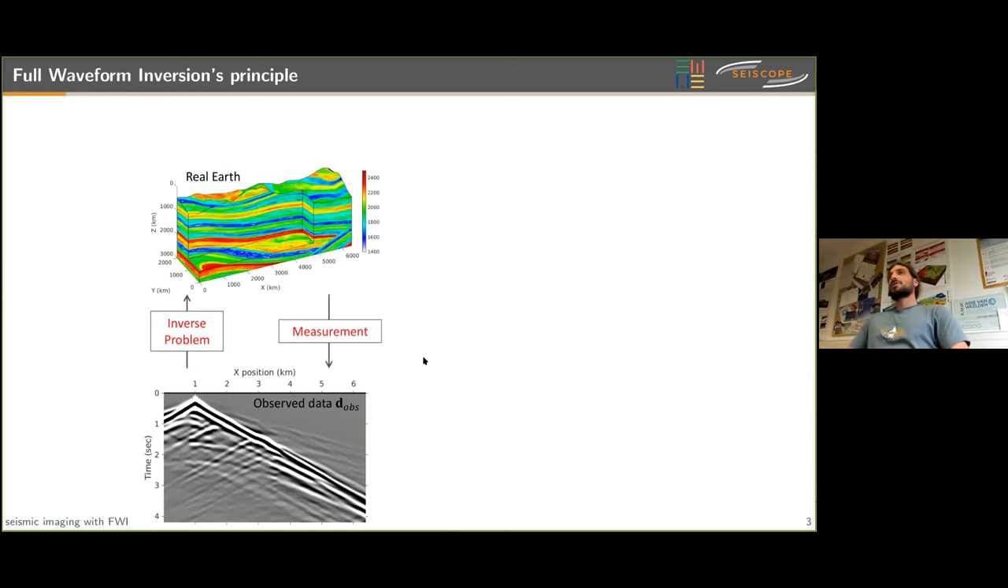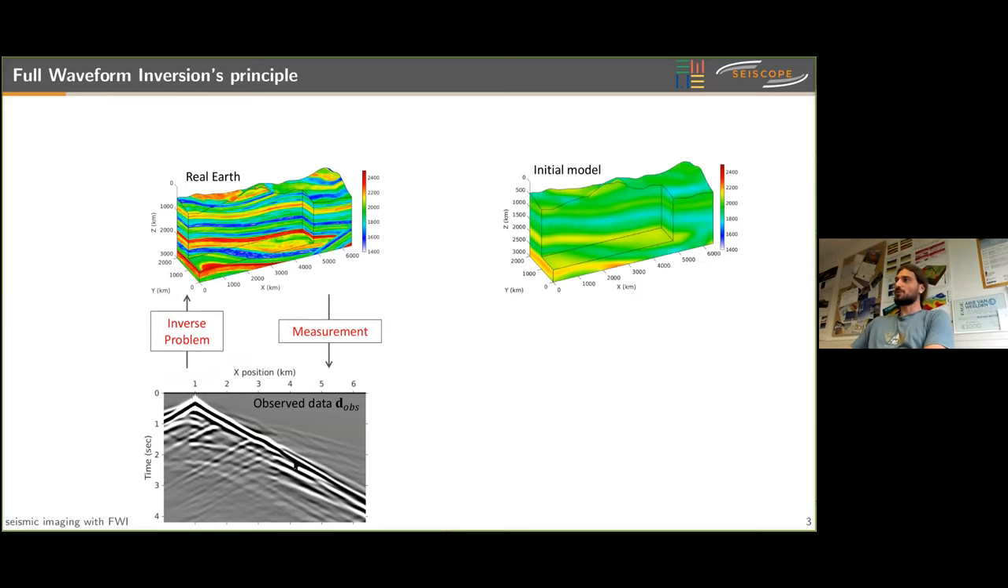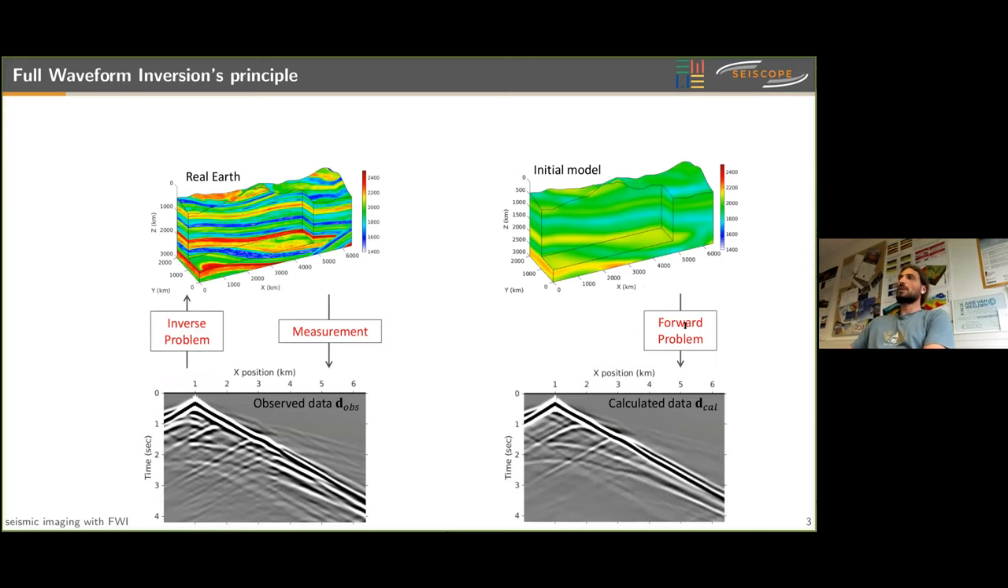So the inversion workflow is as follows. Usually we start from an unknown real Earth from which we have seismic measurements. We start from an initial model in which we are doing the forward problem, the main HPC-intensive part of the whole workflow, as stated by Josep.